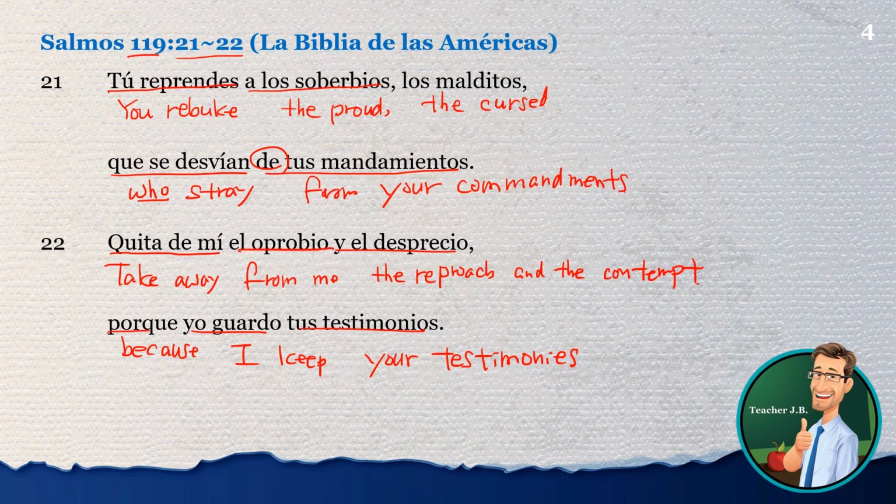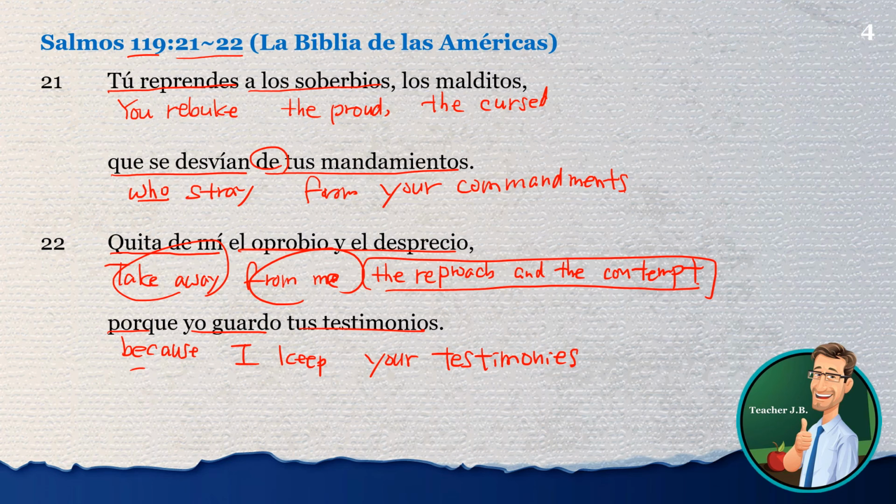Quita de mí el oprobio y el desprecio, porque yo guardo tus testimonios. Take away from me the reproach and the contempt. Take away the reproach and contempt from me, because I keep your testimonies.